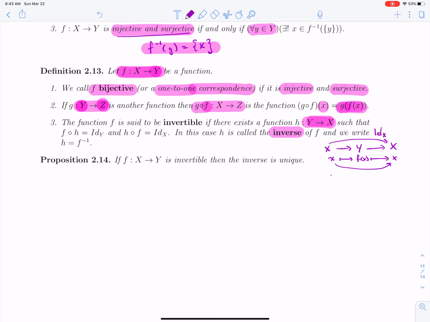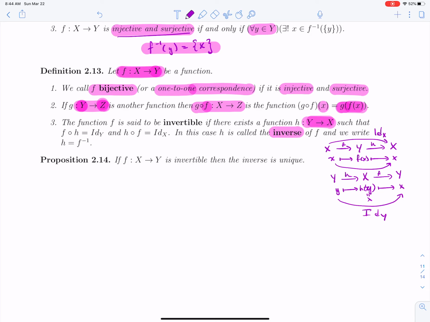But equally, if we had started from y and gone to capital X and then gone back to y, this is my h and this is my f. Up here, this was my f and this is my h. Notice that this is still an identity function. I take y to some little x. This is h of y, which is some x. Then my f should take me back to y. And so now I get the identity not on x, but I get the identity on y.